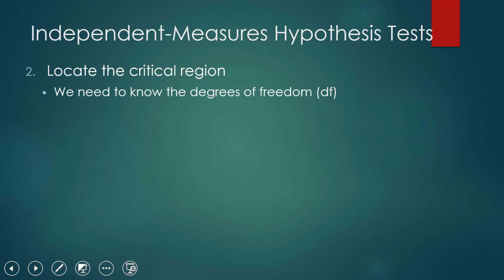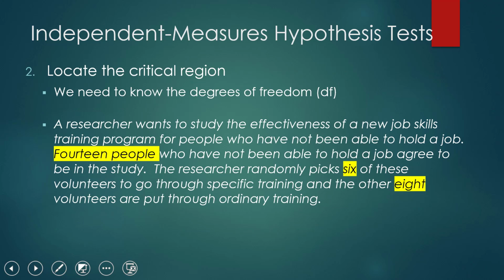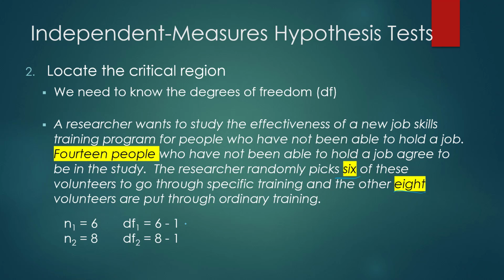Okay, so now we need to locate the critical region. If we go back to our example, we see that the specific training has an N of 6, and the ordinary training has an N of 8. So we'll put that here. We calculate our degrees of freedom, which is N minus 1: 6 minus 1 and 8 minus 1, which gives us 5 and 7. If we add those together, degrees of freedom equals 12, and that's what we need to go to that table and find our critical t.